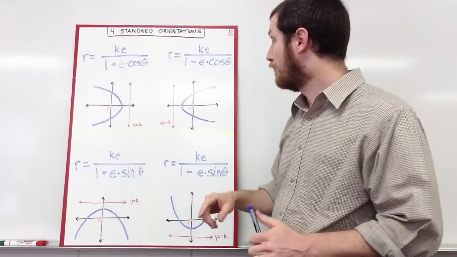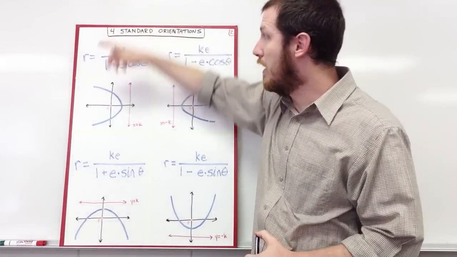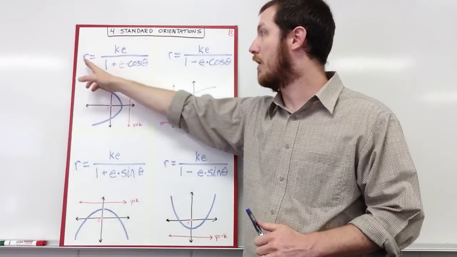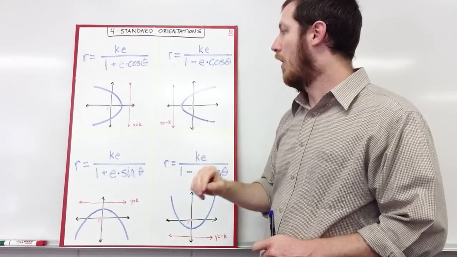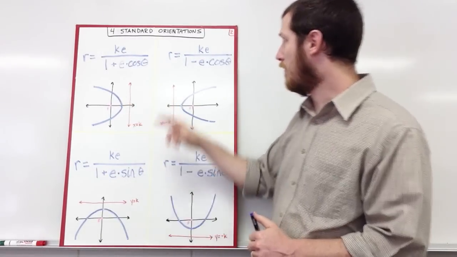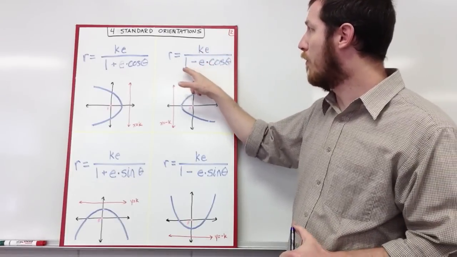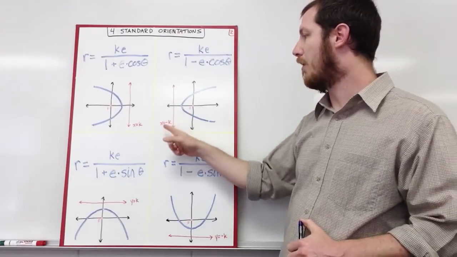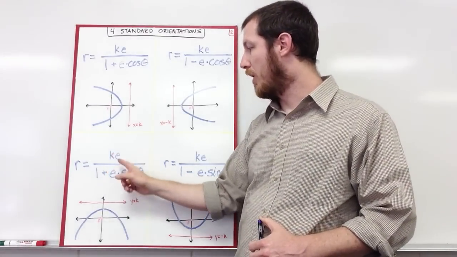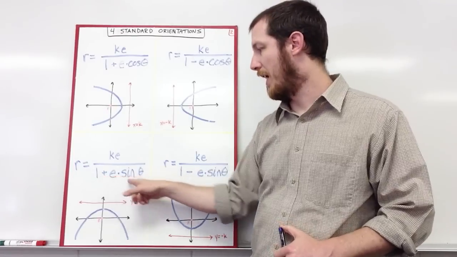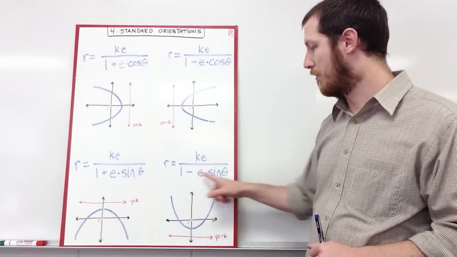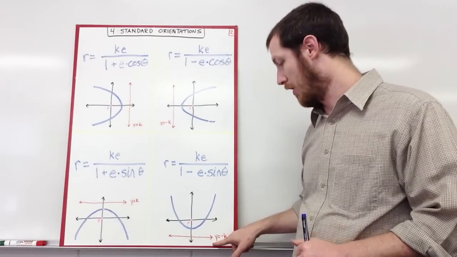This is our eccentricity. So if we've got ke over 1 plus e times the cosine of theta, remember polar equations are in terms of theta, then it's going to be oriented this way with a directrix at x equals k. If we've got ke over 1 minus e times the cosine of theta, then our directrix is going to be x equals the opposite of k. And if we switch out the cosine with a sine, if we're adding that e times sine, then we're going to have a directrix y equals a positive k value. And if we're subtracting that sine, we're going to have a directrix y equals a negative k value.